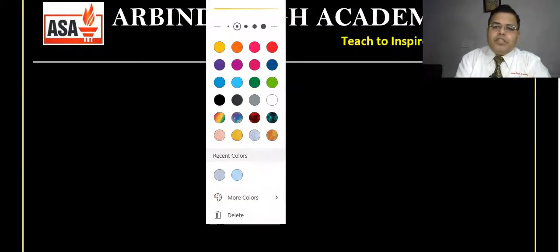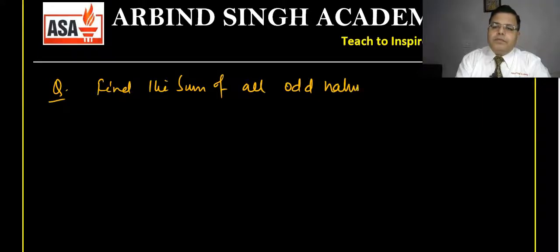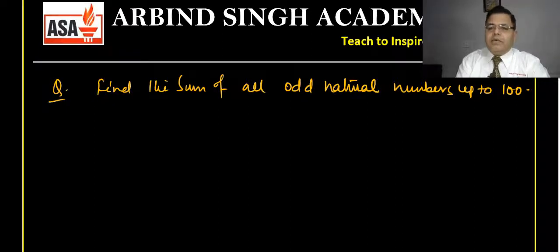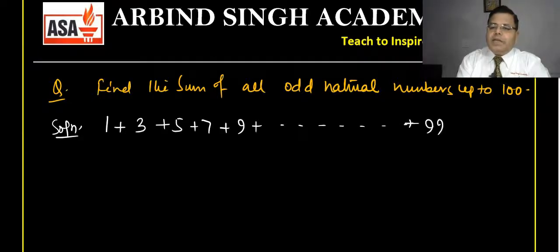If there is a question: find the sum of all odd natural numbers up to 100. In that case, the first odd natural number will be 1, and the second odd natural number must be 3, then 5, 7, 9, like that, up to the last odd natural number, which is 99. Here the last term is known, the first term is known, but the number of terms is not known.